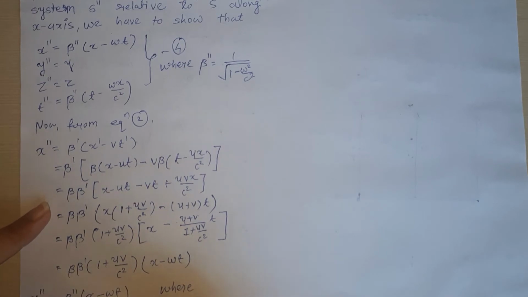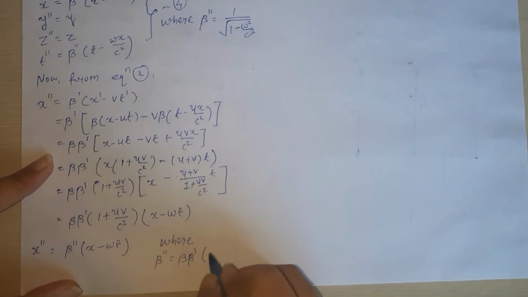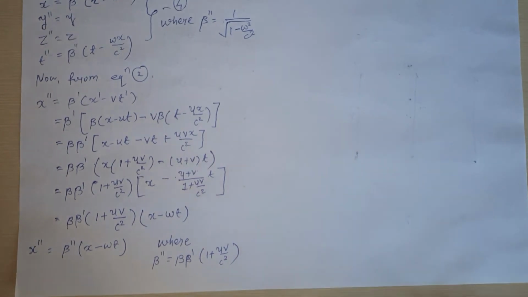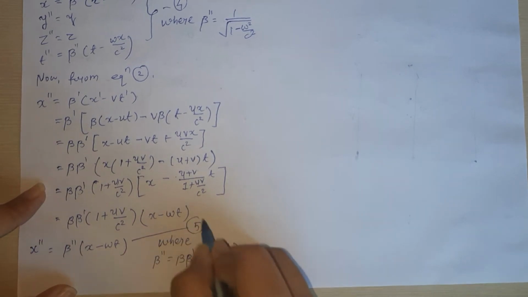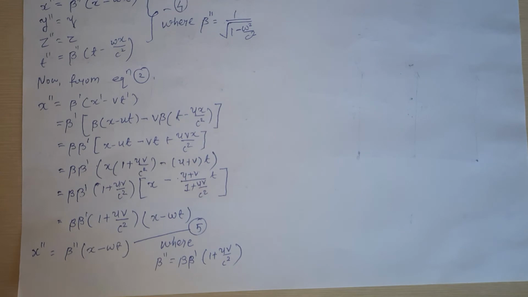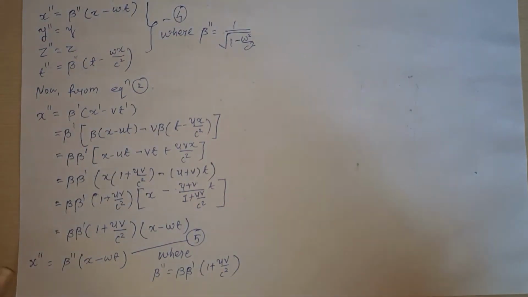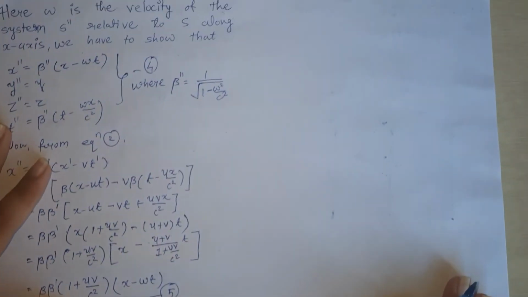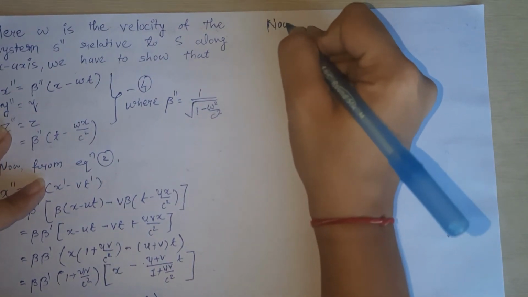The value of beta double dash is equal to beta into beta dash into 1 plus uv upon c square. And now we will show that the beta double dash, and we will name this equation 5. The value of beta double dash in equation 5 is same as the value of beta double dash in equation 4. So what we will have to prove, that is, let us first write this here.